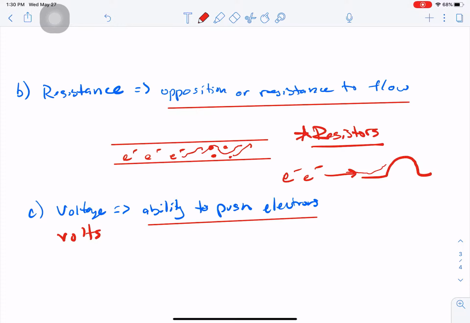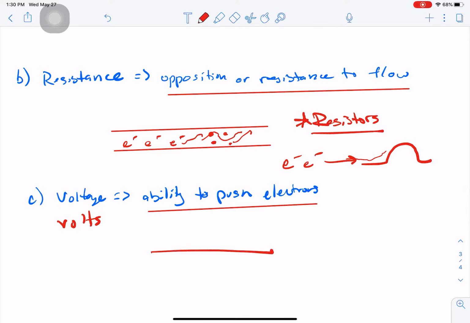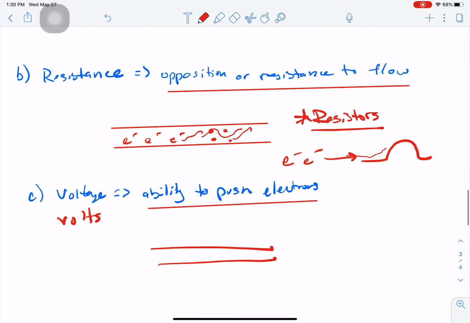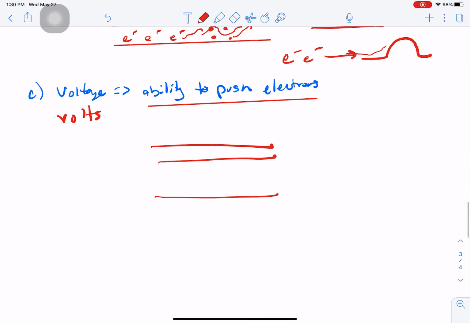Okay? Now, let's say you increase the diameter of the hose. It was this, and then you made it this. You've increased the diameter. Well, if you increase the diameter of the hose, what's going to happen? Well, more water can come out. This is like decreasing the resistance of an electrical system. Okay? So hopefully that made sense.